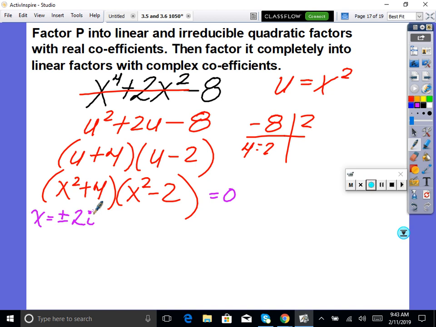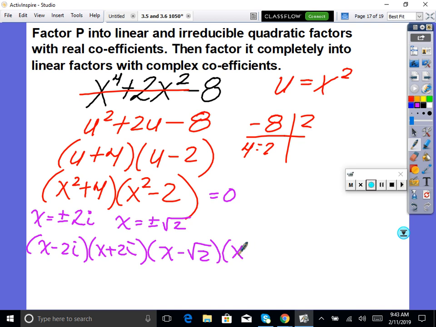Does everybody see? We did it in our head. We set it equal to 0. We subtracted 4, square rooted it. Then what would be my solutions here? x is equal to square root of 2. Okay, good. So then our factors will be x minus 2i, x plus 2i, x minus root 2, x plus root 2. And then those are the linear factors.